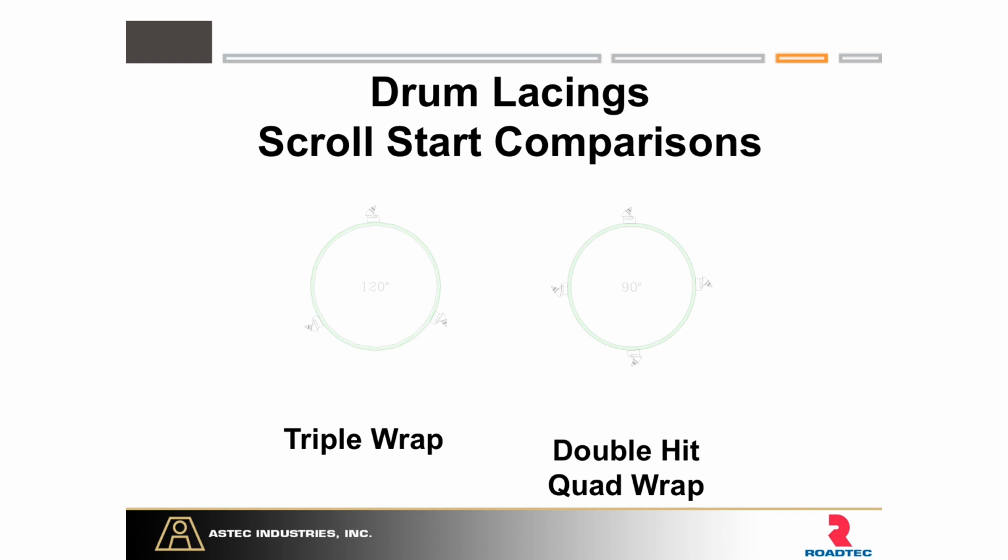And what a double hit drum really means is, how we looked at the animations earlier, we saw the residual material left behind when one tooth struck and came back around. Now with a double hit, 2 teeth will strike within the same line. So in one rotation of the drum, 2 teeth are now aligned to strike the same line. So that residual material can be minimized by a double hit quad wrap drum.